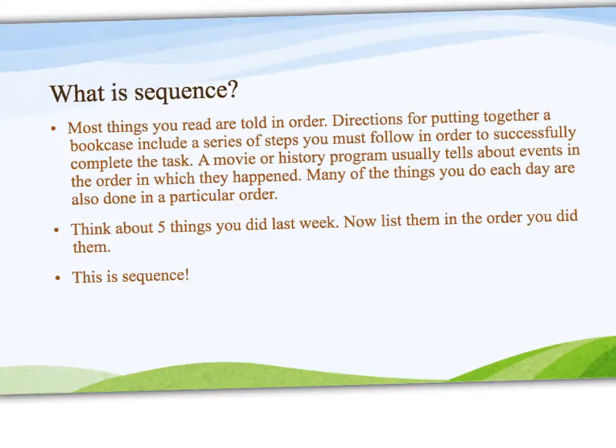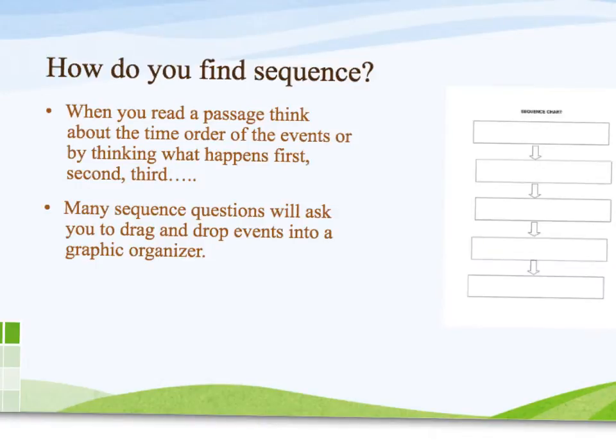Most things that we read are told to us in a particular order. Directions are listed in a series of steps. Movies tell stories in the order the events happened. Think about 5 things you did last week and list them in order. This is sequence. So how do you find sequence?